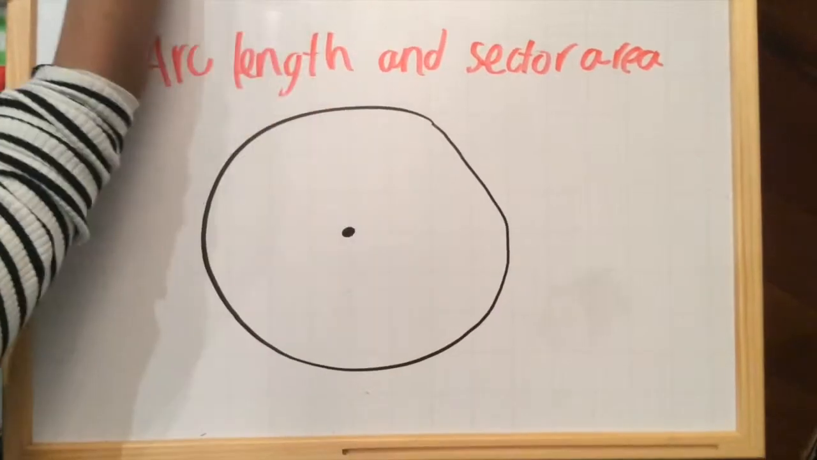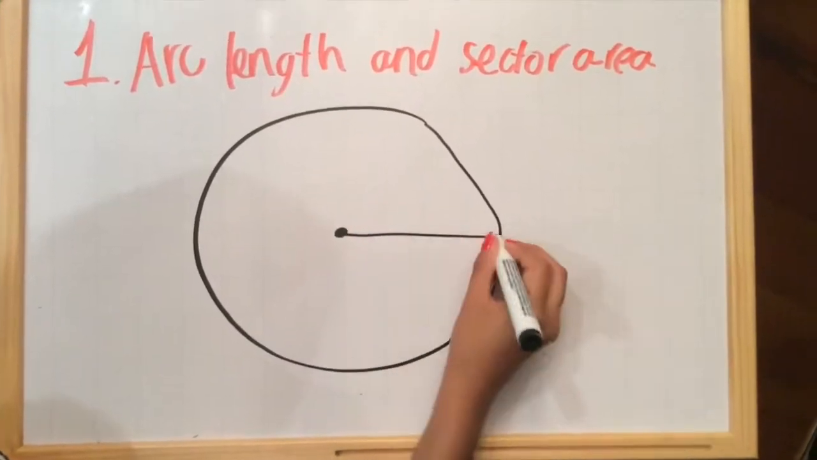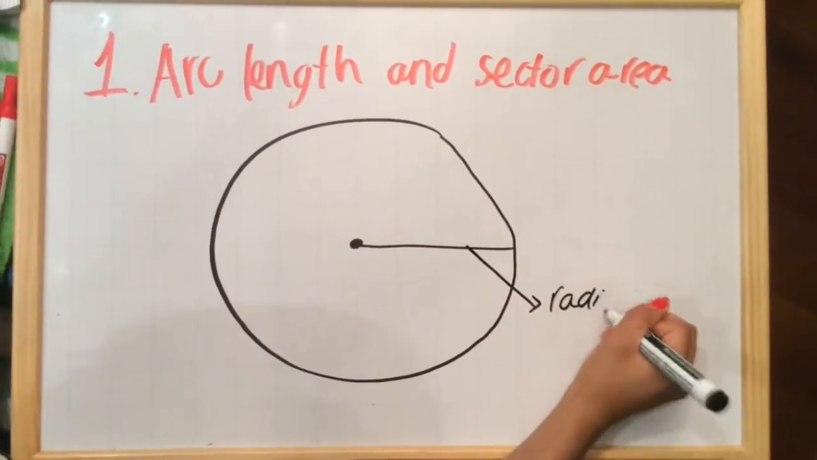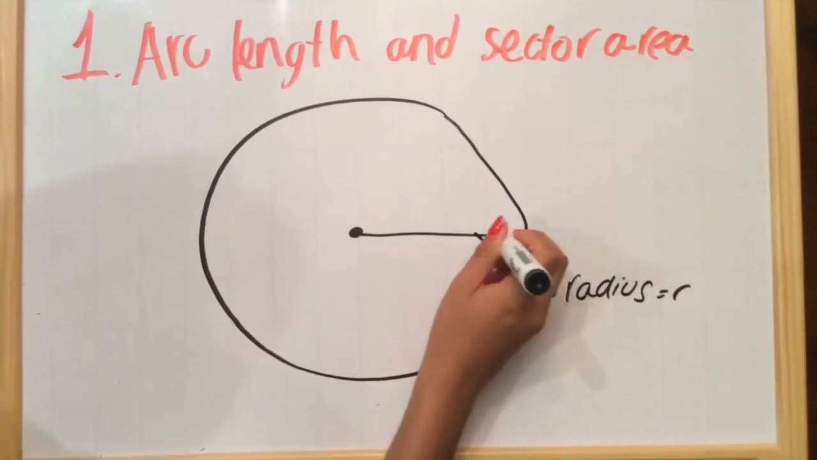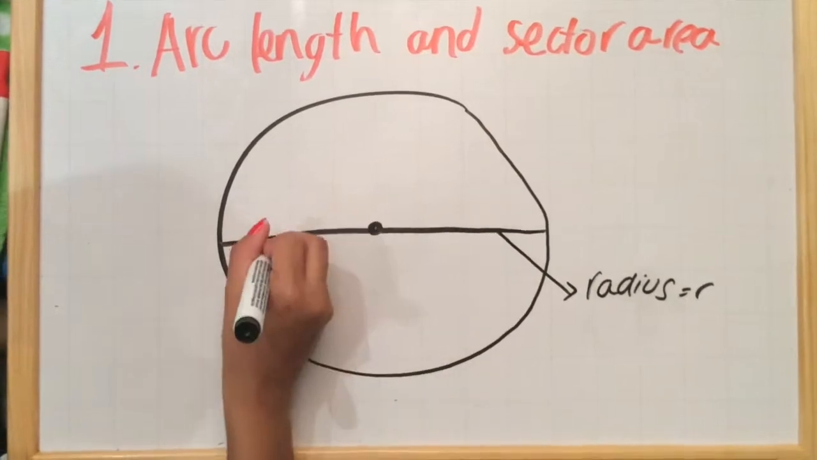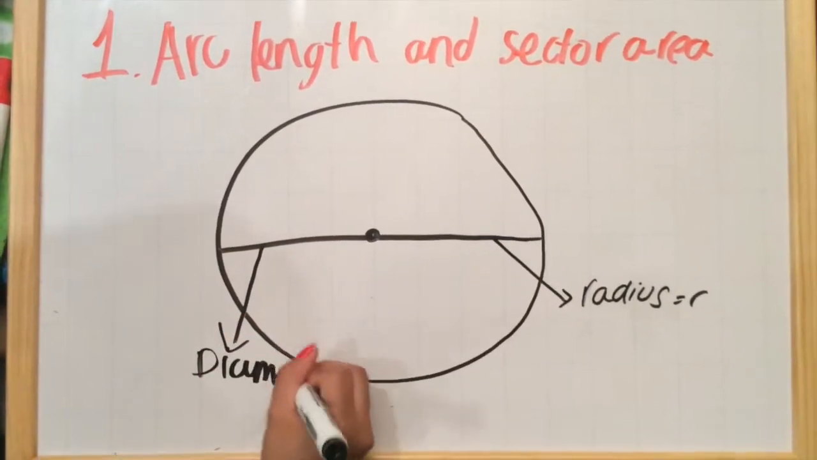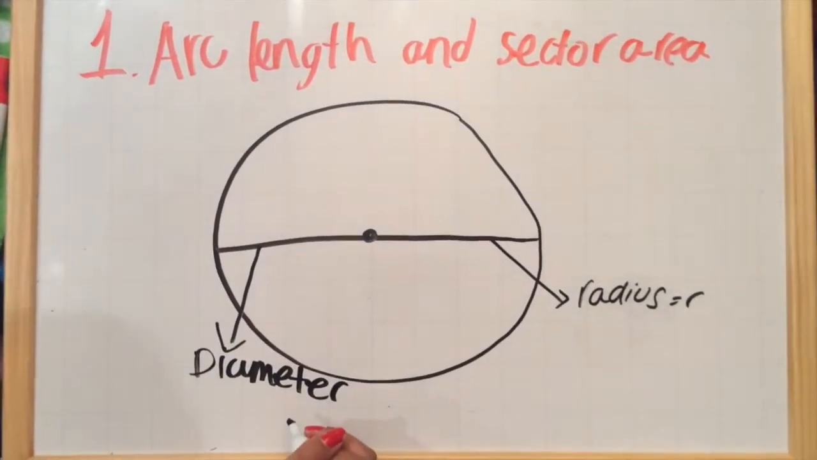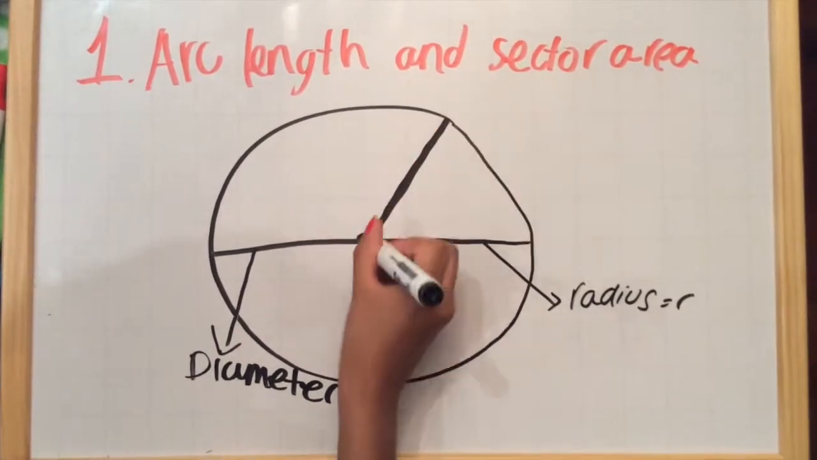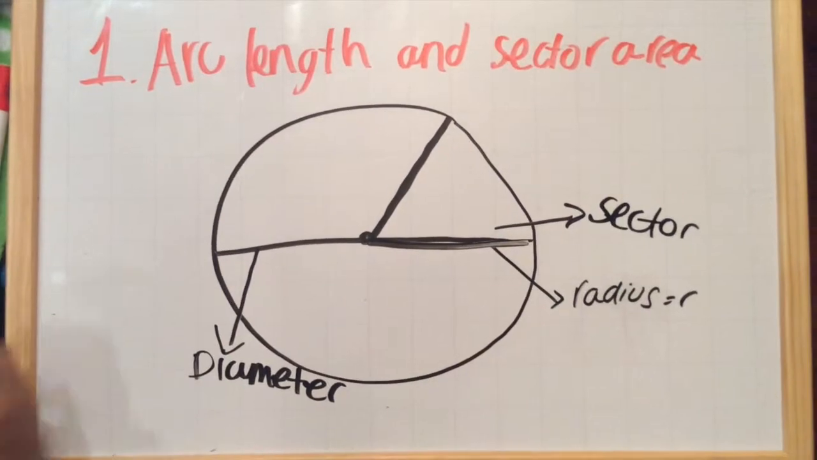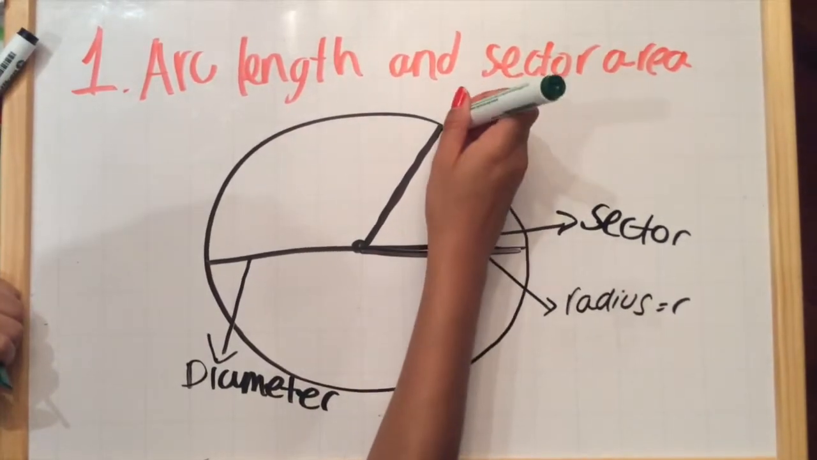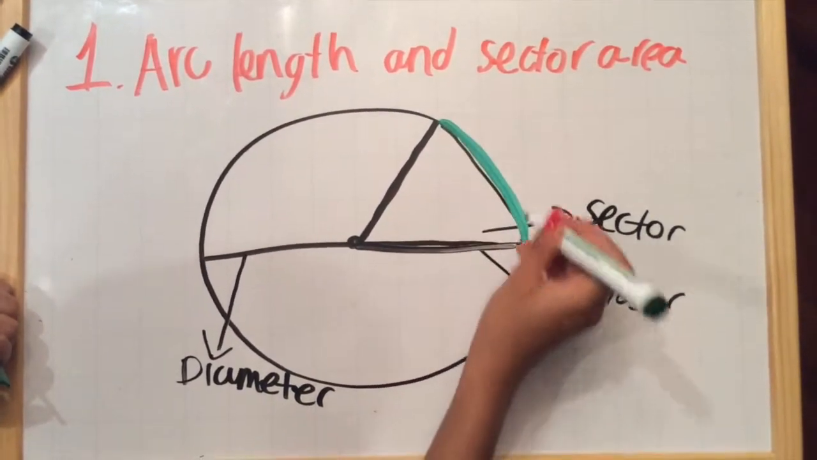Arc length and sector area. Now this is the radius, which is half of the circle's complete diameter. Here we have a sector. And we also have an arc.